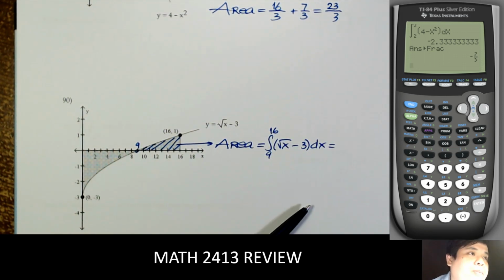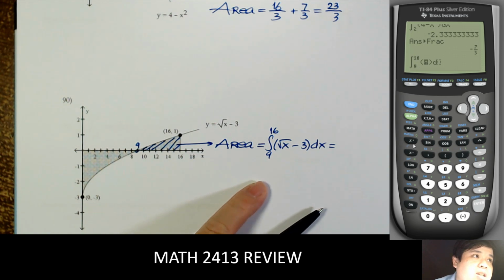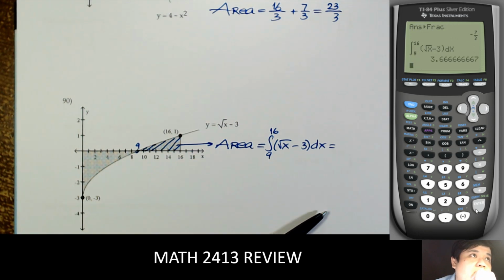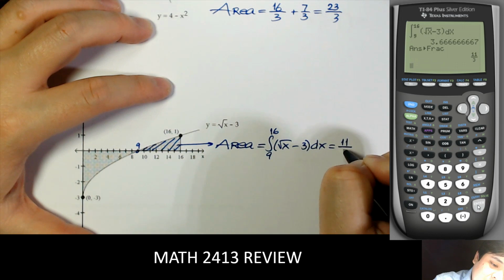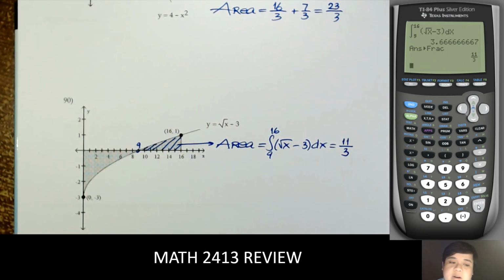Right, let's do that. We might not have the nice and even answer because of the rounding error of the calculator. Math number 9. Let's go from 9 to 16 of square root of x minus 3 times dx. Right, that's good. That's 11 over 3. Right, so that is the area that is above.